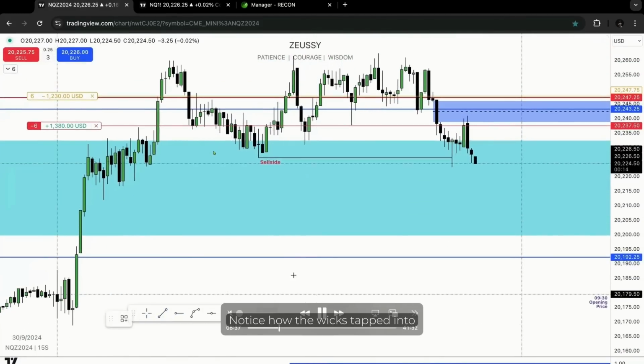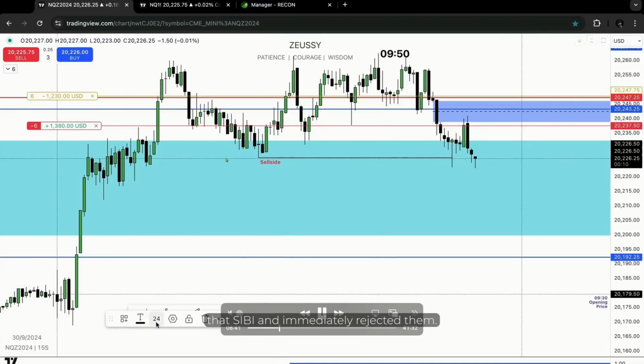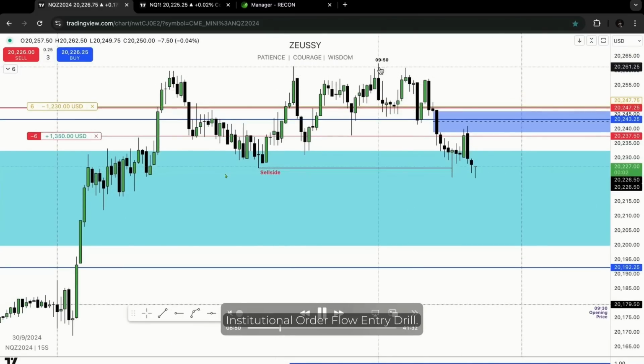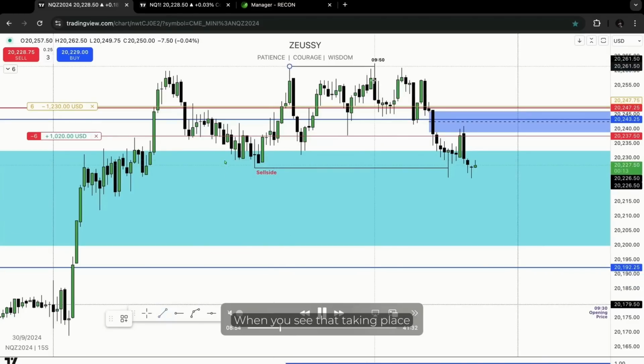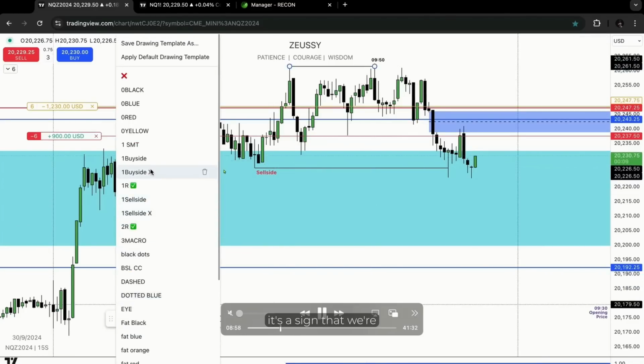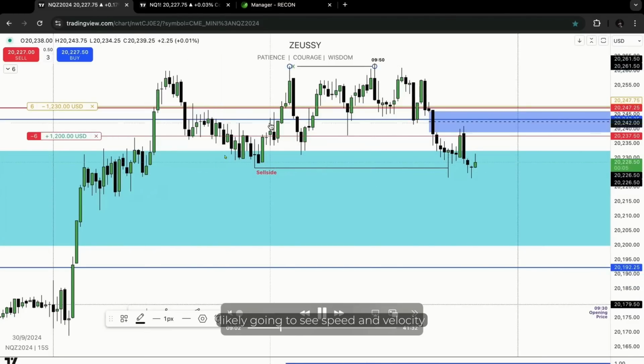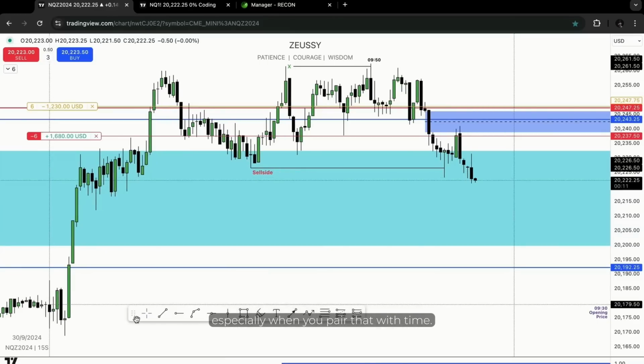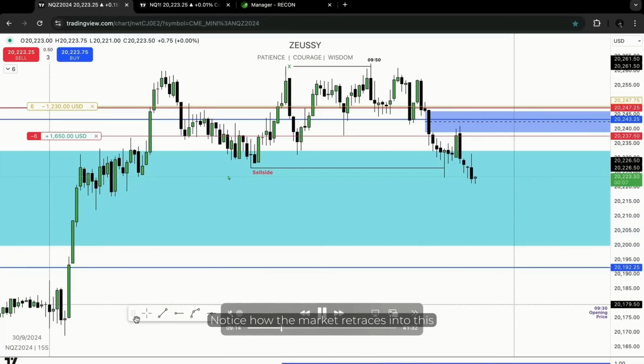Notice how the wicks tapped into that CB and immediately rejected. That right there is IOFED, the institutional order flow entry drill. When you see that taking place, it's a sign that we're likely going to see speed and velocity towards the downside, especially when you pair that with time. Notice how the market retraces into this up-close candle and then rejects it right here.